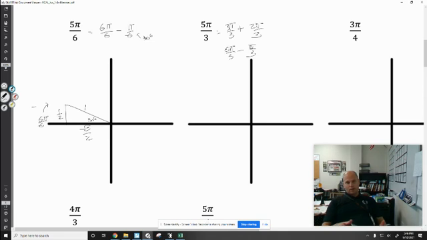Now, what's 6 pi over 3? 6 pi over 3 is the same as 2 pi. So, like, 2 pi is all the way around my circle, right? But I want 1 pi over 3 less. I want 60 degrees less. So I'm right there. Not converting anything, not doing anything crazy.